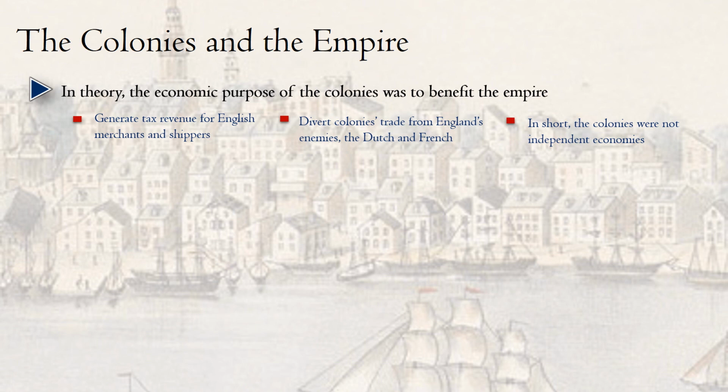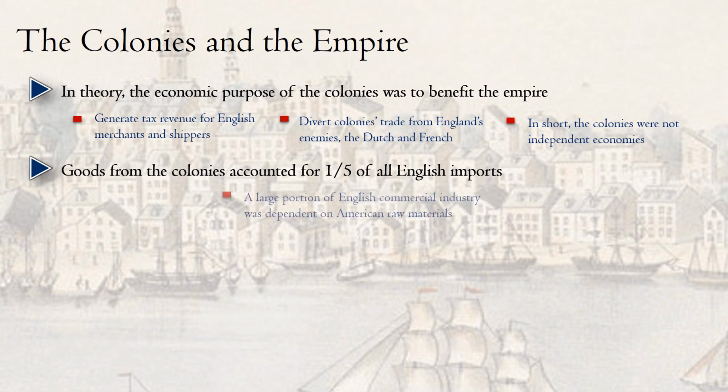They were supposed to function as an adjunct member of the greater British Empire and benefit the empire as a whole. After all, goods from the colonies accounted for about 1/5 of all English imports. And this is important. A large portion of English commercial industry is dependent on these raw materials, such as lumber, such as fish, such as indigo, such as rice, such as tobacco. All of these are going to be driving English industry. And without American imports, then the British economy doesn't function quite as well.